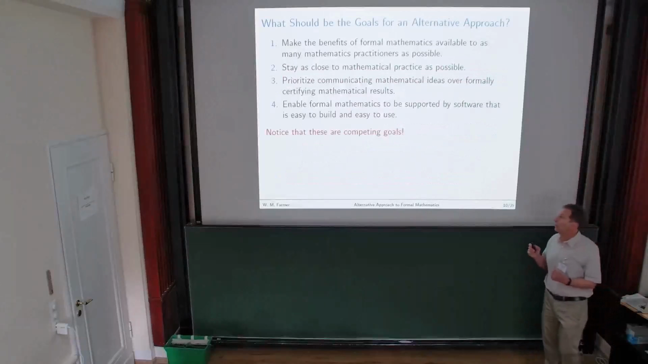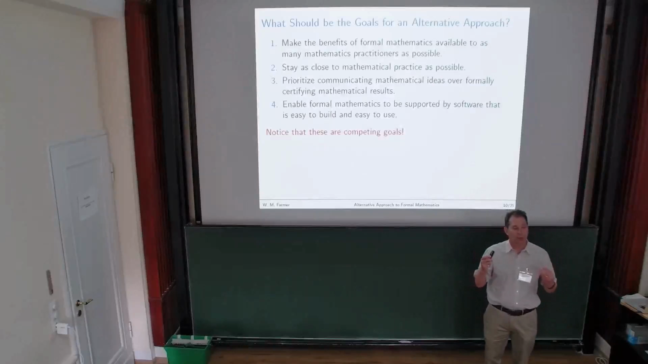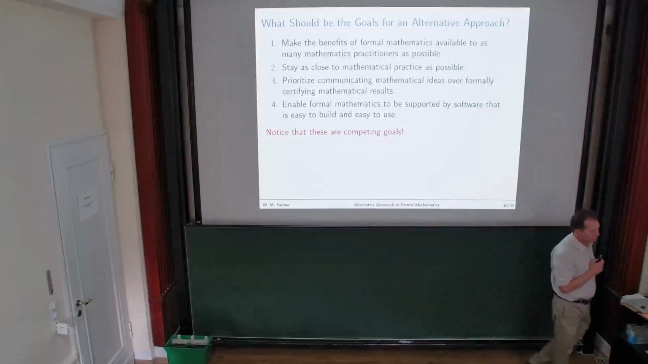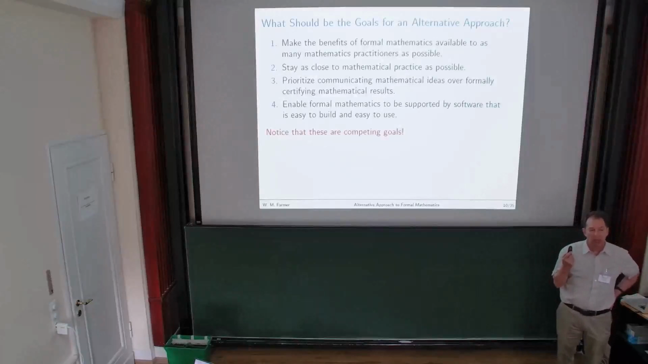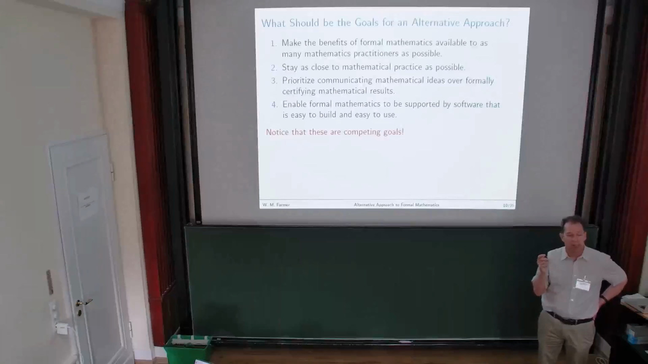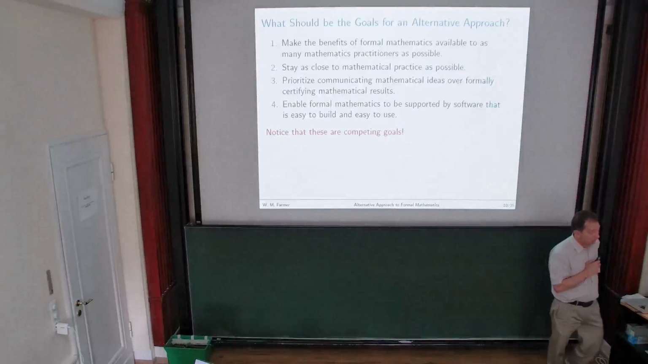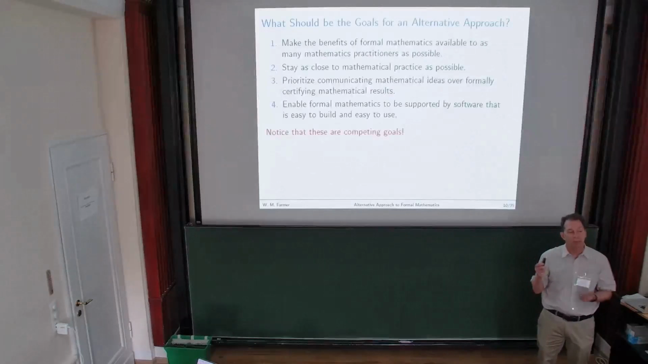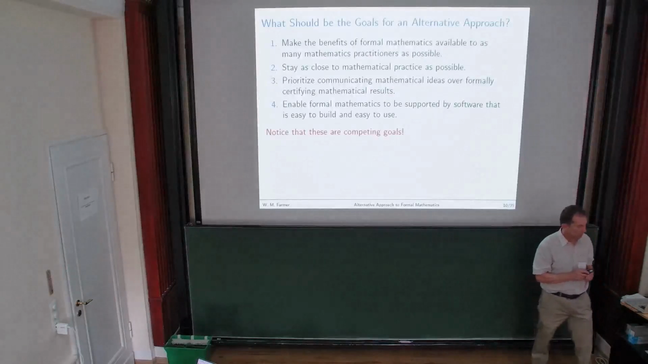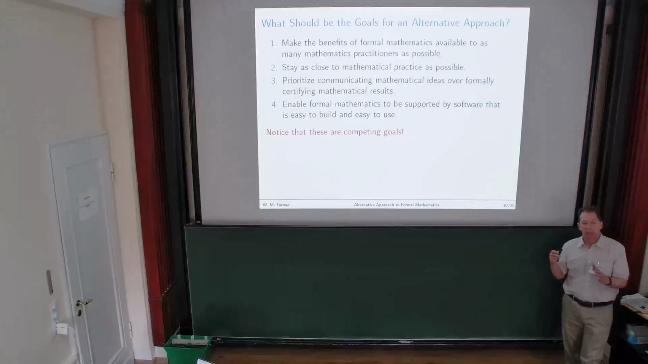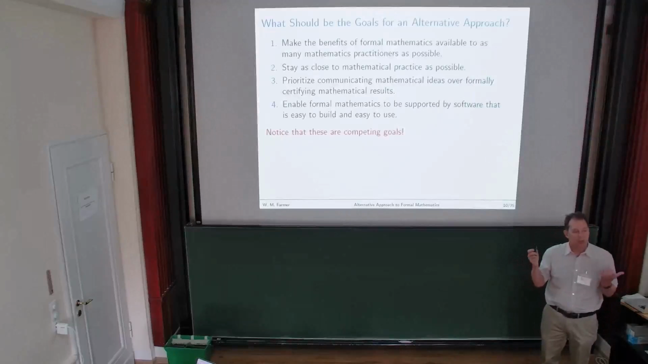So what should the goal of this alternative approach be? First and foremost, it should help get the same benefits that I mentioned before, these 4 benefits of formal mathematics. Second, it should stay as close to mathematical practice as possible. And third, it should focus first on communicating, second on certifying. And last, it should enable formal mathematics to be supported by software, but software that is much easier to use than the typical proof assistant. Now, these goals are competing goals, which means it's really not possible to meet all of these goals simultaneously. I would claim if it were possible, we'd already have approaches like this.